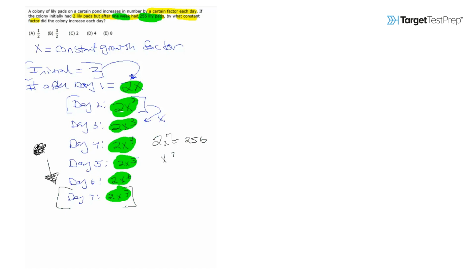Divide by 2, we have x to the 7th equals 128. And we don't need any fancy math here like logs or exponents to do this. We can just ask ourselves what raised to the 7th power is equal to 128. And of course, the answer here is 2. X is equal to 2. So the constant growth factor is 2, which is a really high constant growth factor, because it means the population is increasing by a factor of 2 every day.